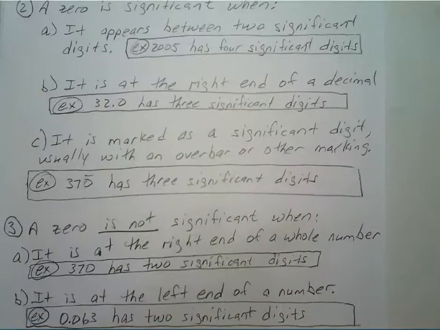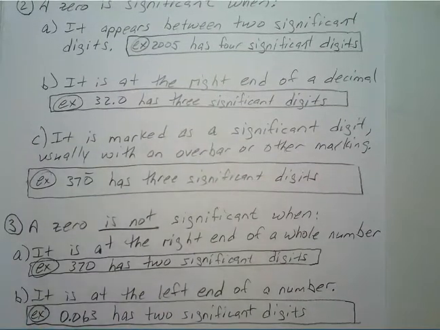And the other time zeros aren't significant is when it's at the left end of a number. Okay, so if you have 0.063, you're at the left end of the significant digits. So those 2 zeros are not significant. So 0.063 has 2 significant digits.